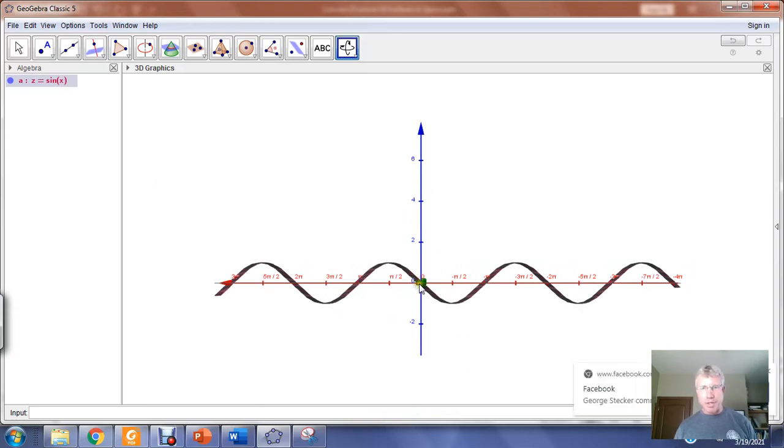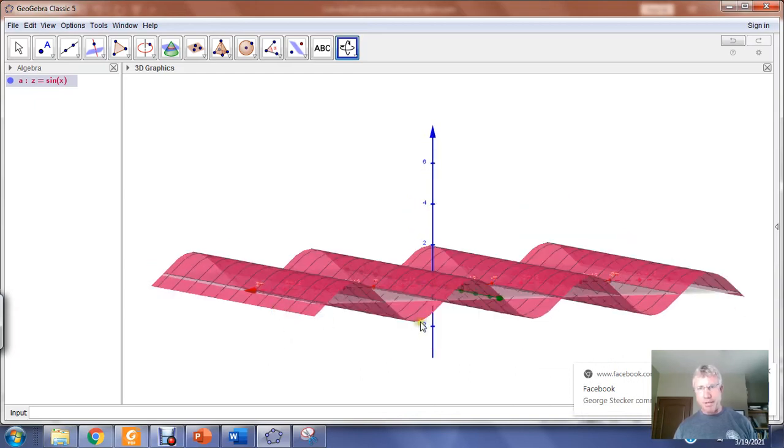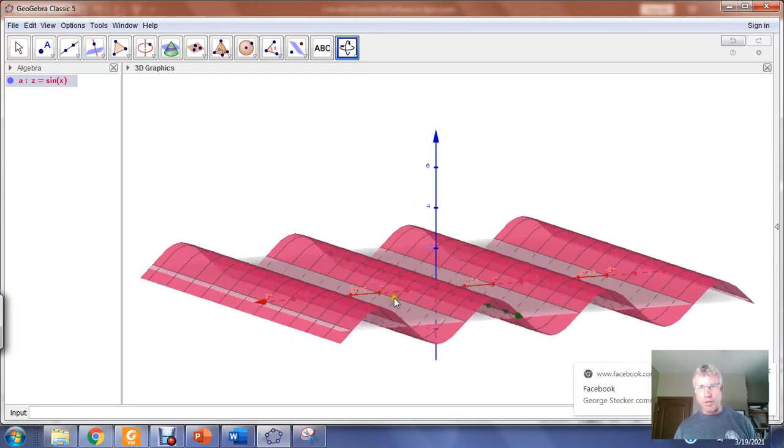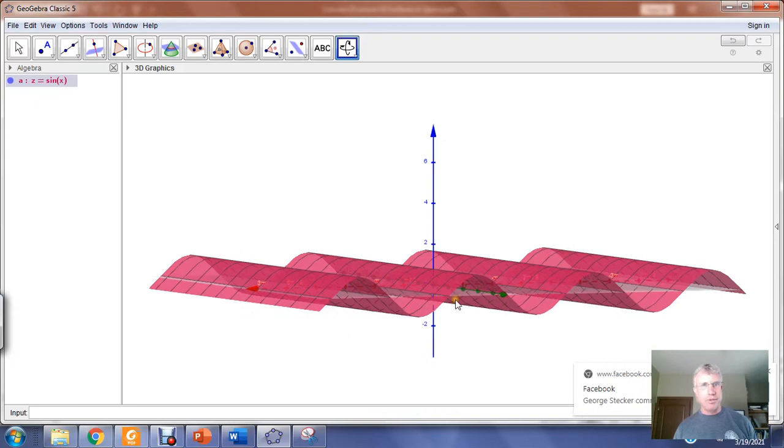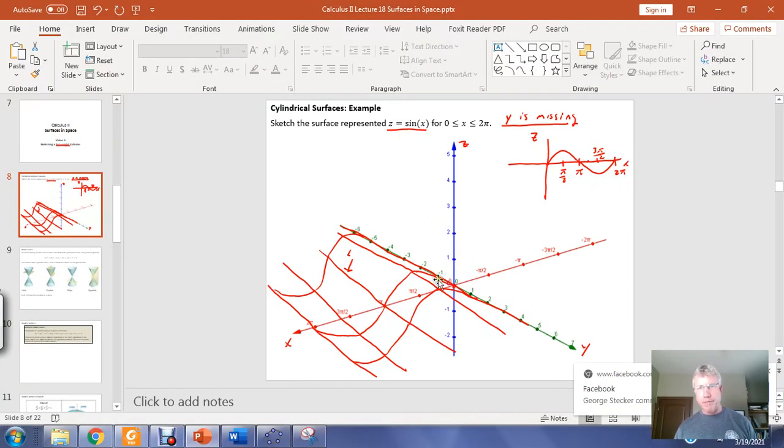We would only be drawing it from 0 to 2 pi, and then extruding the lines parallel to the y-axis to complete the cylinder. So GeoGebra is giving us more than what we're asked to do here. This would be a pretty reasonable representation of that cylinder, I think.